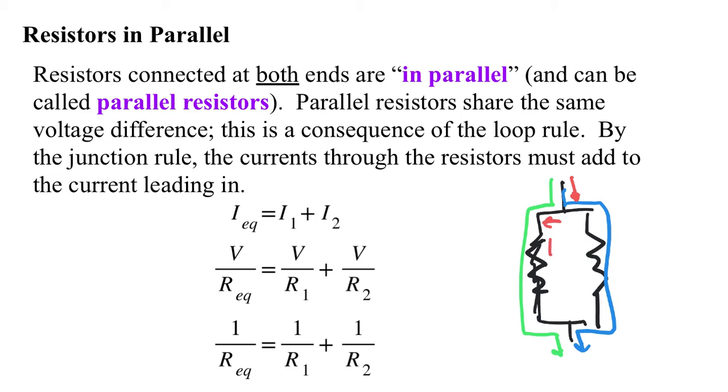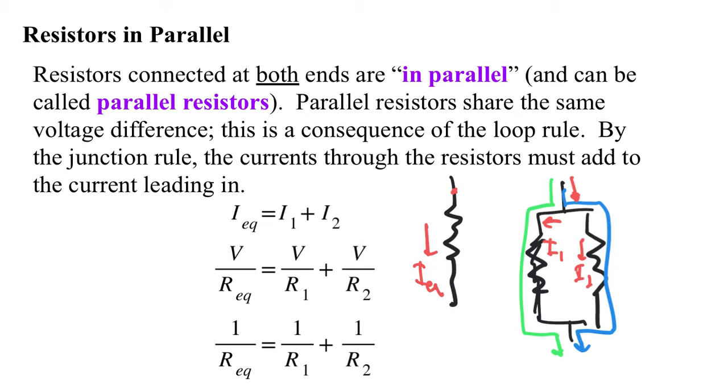I1 and I2. And that means, since we're replacing this with an equivalent resistor, there would be an equivalent current. And we know that the equivalent current, of course, is whatever was coming into where our junction would have been. And it has to be, by the junction rule, the sum of these two. So the equivalent current is the sum of the actual currents that flow.